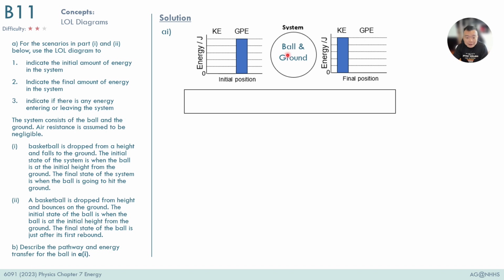So therefore, at the start, the ball is higher up from the ground, so it has a bit of GPE. So we put a GPE bar over here. At the end, air resistance is assumed to be negligible, so there's no arrow out, no energy loss because of air resistance, and therefore all the GPE now gets converted to KE just before the ball hits the ground. Just take note in the diagram, if you have drawn a bar here, make sure that the KE bar is of the same height, signifying that the energy before and the energy after in the system is the same.